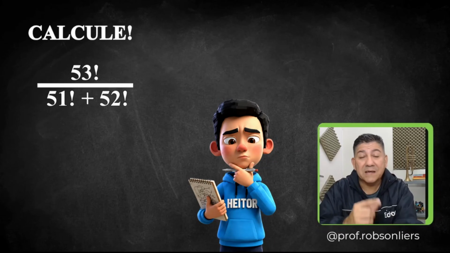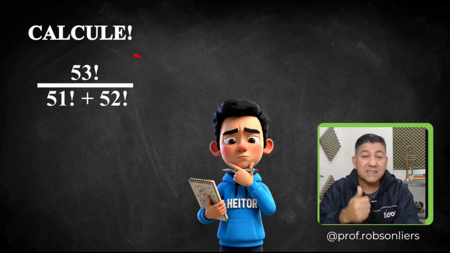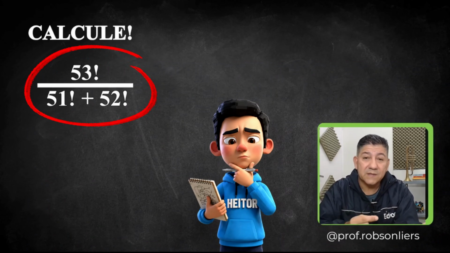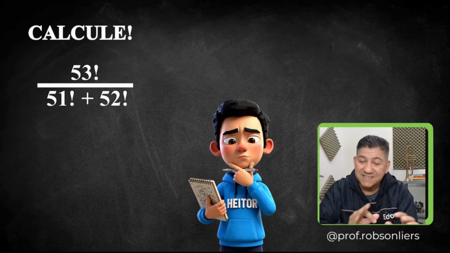Heitor is there with his notebook in hand, looking at this problem, and he doesn't even know where to start. But I won't blame him. Factorials scare many people, right? But today I'm going to show you that this huge problem, 53 factorial divided by 51 factorial plus 52 factorial, has a simple and elegant answer.